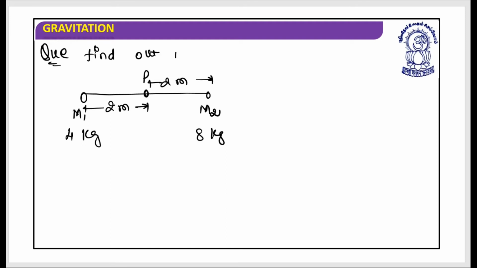So the question is, find out the potential at point P. This is the requirement. So what I'm supposed to do is, again the same thing, the law of superposition. This is the first object, this is the second object. I need to write down the potential due to both.